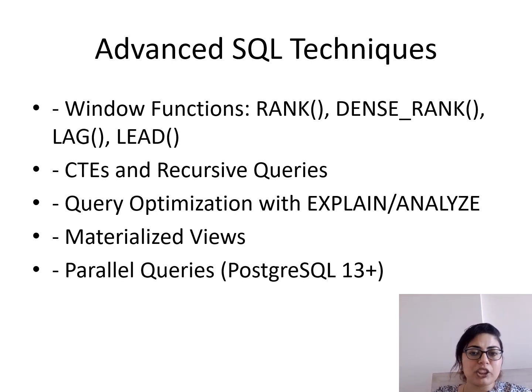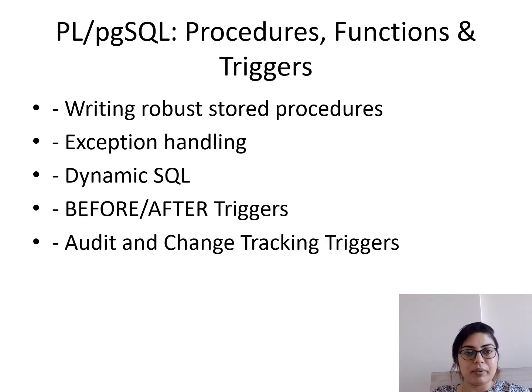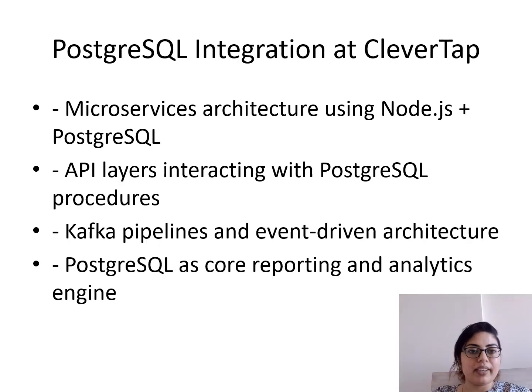Now, query optimization and how you can use EXPLAIN ANALYZE. What are materialized views, and what are parallel queries in PostgreSQL 13 plus? So what are procedures, functions, and triggers? You need to write stored procedures. What kind of exception handling do we have in PostgreSQL? What are dynamic queries? What are before and after triggers? And how can you do audit and change tracking triggers? How can you create that?